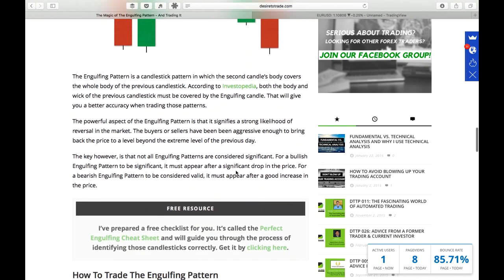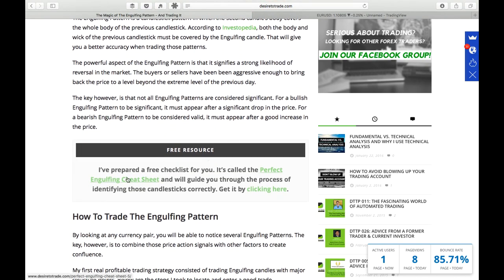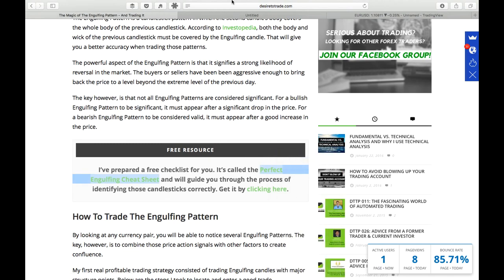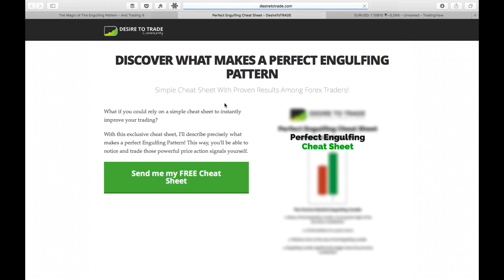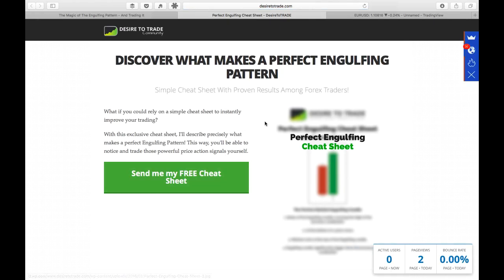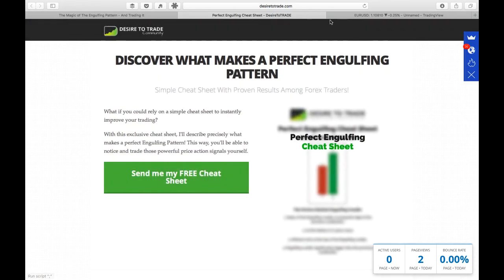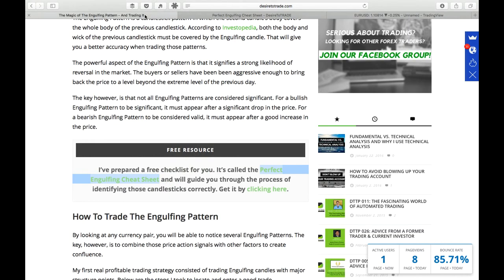Now, this article also has a free checklist you can download, a free cheat sheet, which you can get to really know exactly what the pattern looks like. So I'm just gonna show you guys. So you have the page here, you can download the free cheat sheet there. It's totally free. The only thing you have to do is enter your email on that form, but it's really, really useful for you. So check this out.